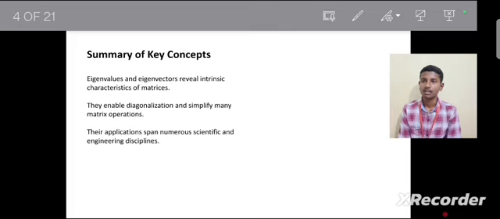Summary of key concepts. Eigenvalues and eigenvectors reveal intrinsic characteristics of a matrix. They enable diagonalization and simplify matrix operations. Their applications span numerous scientific and engineering disciplines.